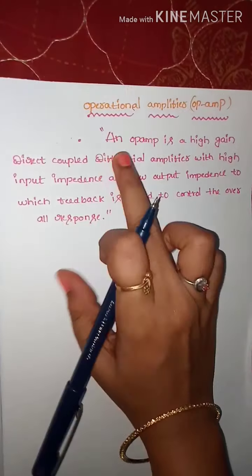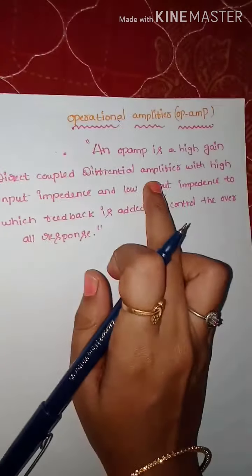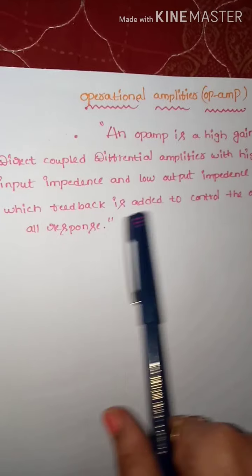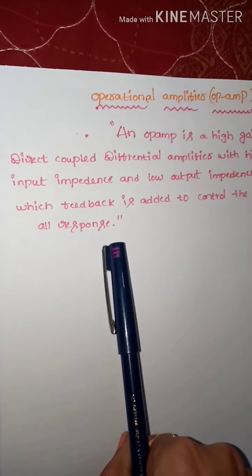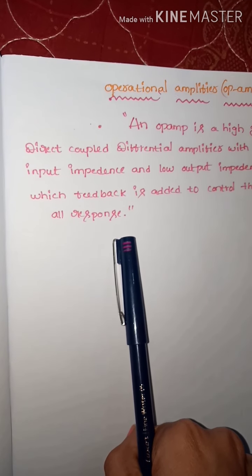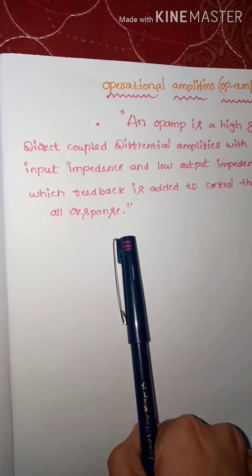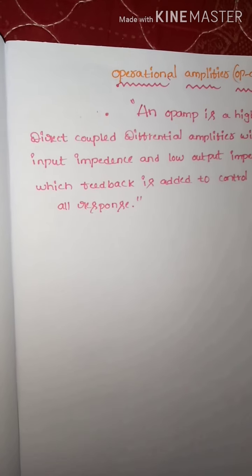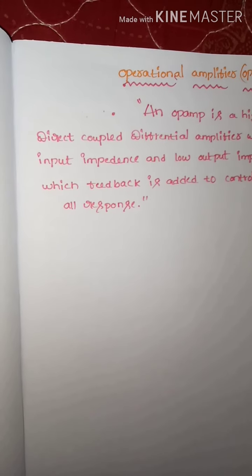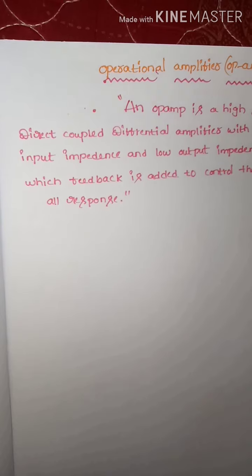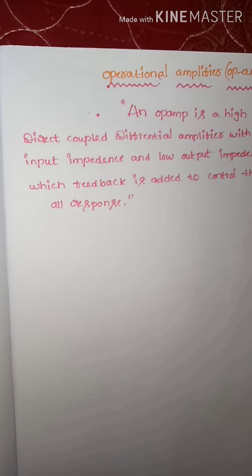See the definition. An op-amp is a high gain direct coupled differential amplifier with high input impedance and low output impedance to which feedback is added to control the overall response. This amplifier can be used to perform various mathematical operations like summation or addition, sign change or scale changes, that is an inverting amplifier, integration or integrator, differential amplifier, like this.